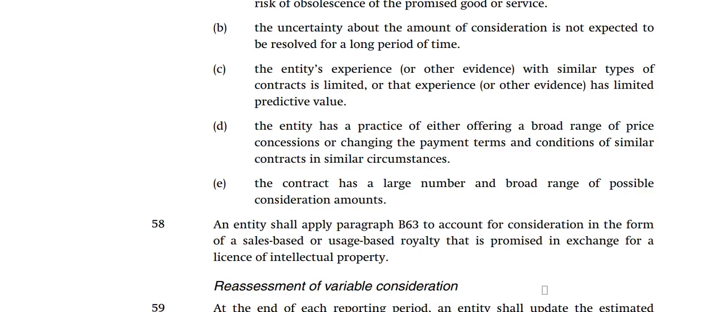Then we're looking at paragraph 58 while we're still on variable consideration. The entity shall apply paragraph B63 to account for consideration in the form of a sales-based or usage-based royalty that is promised in exchange for a license of intellectual property.